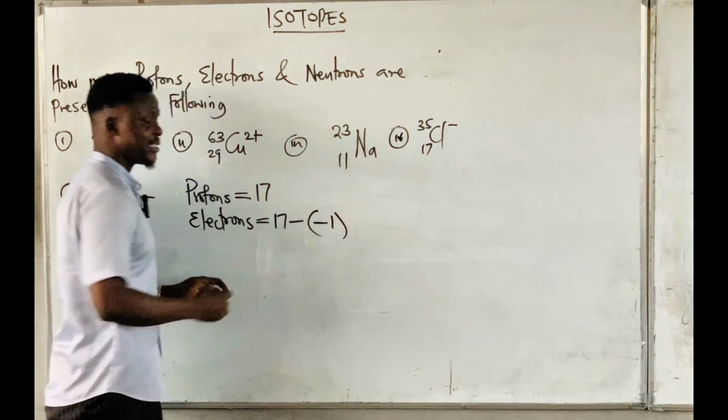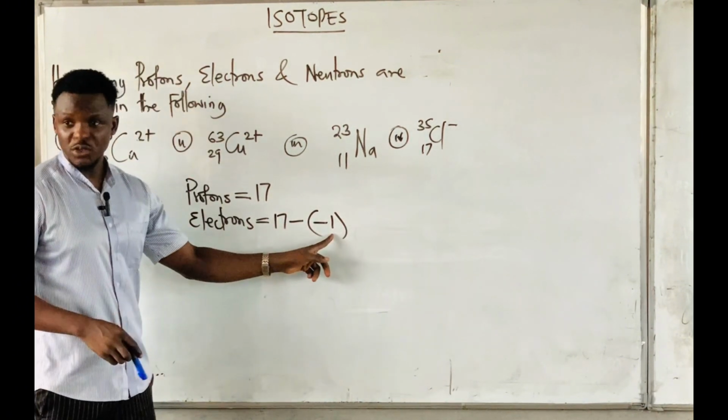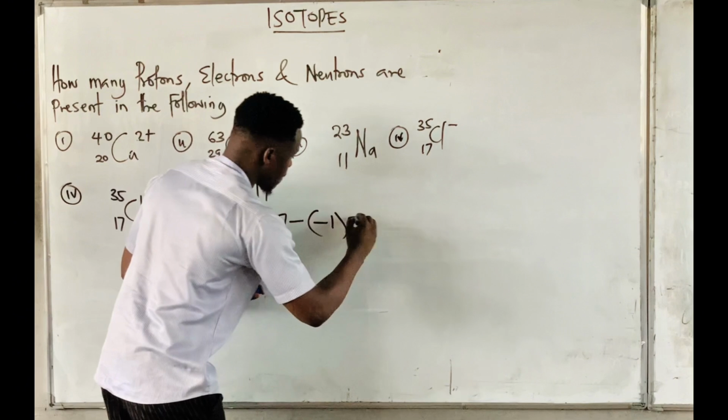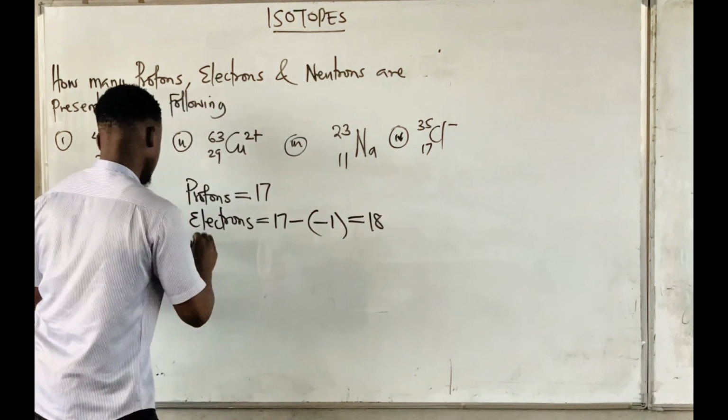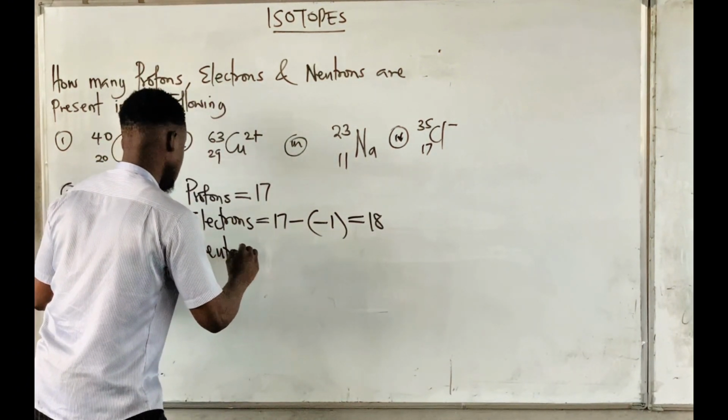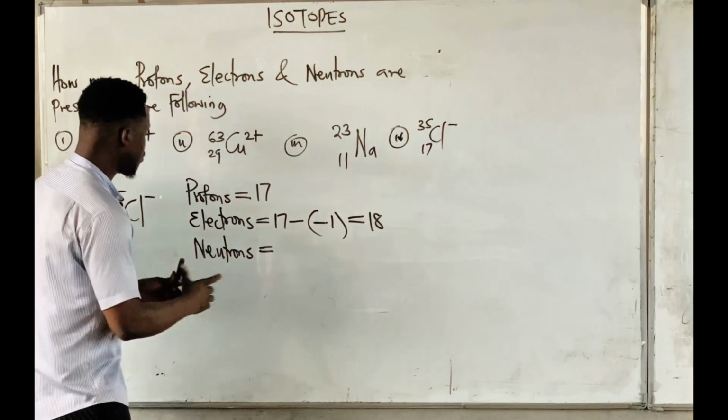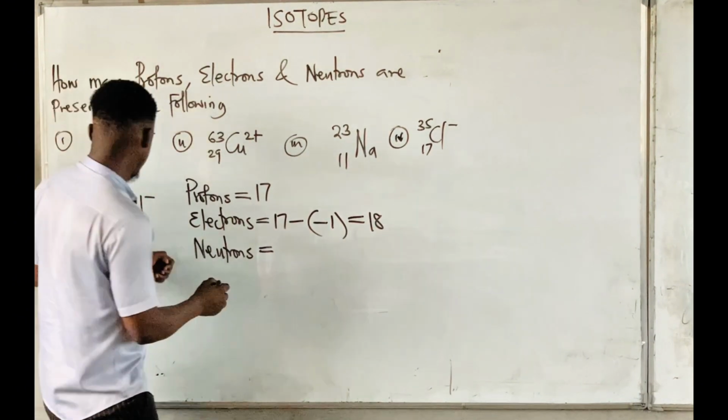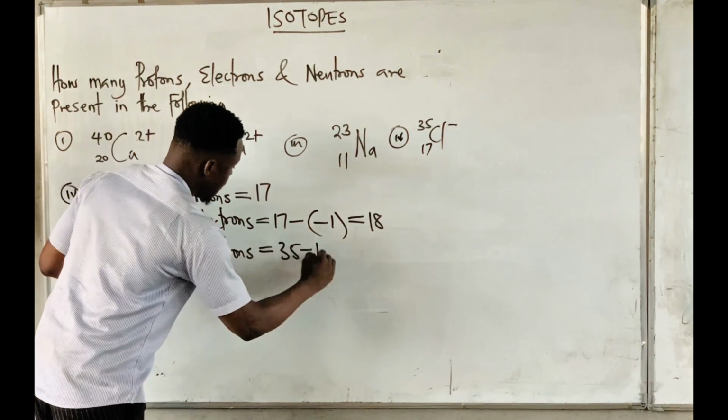Please, you have to indicate the minus. Minus minus is plus, right? 17 plus 1 is what? 18. Now the neutron becomes equal to, neutron is mass number minus proton, right? So the mass number here is 35.